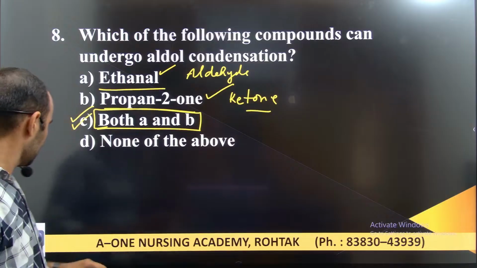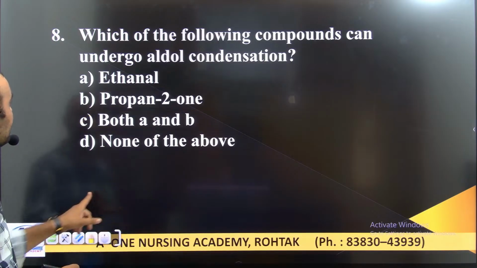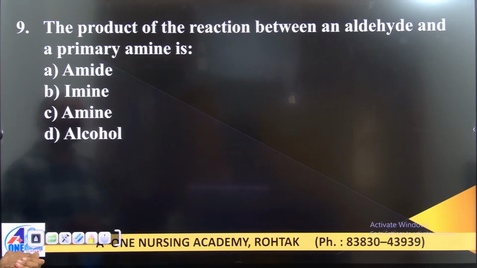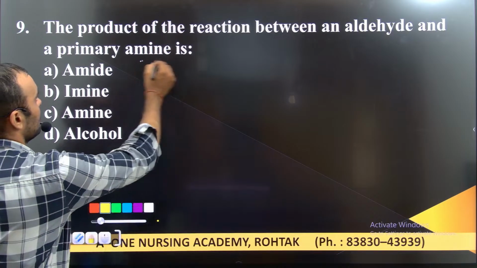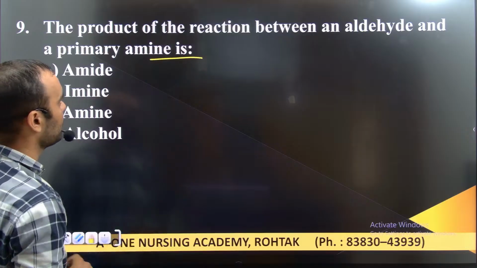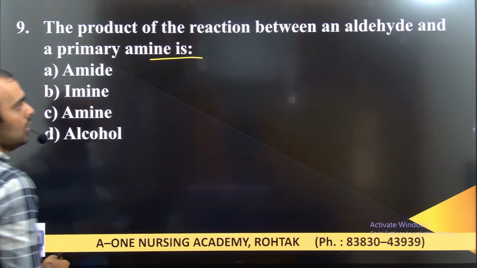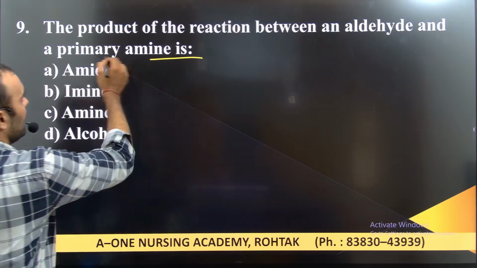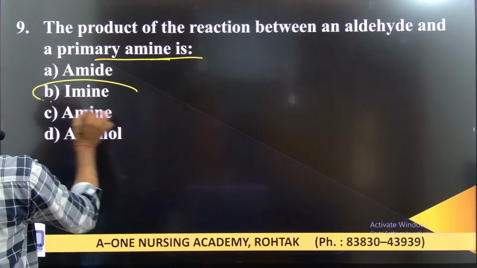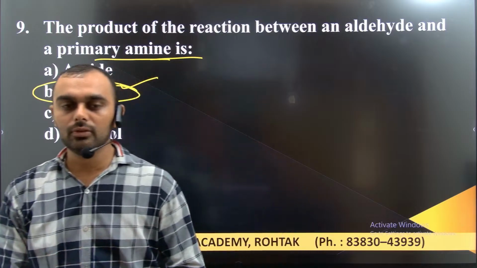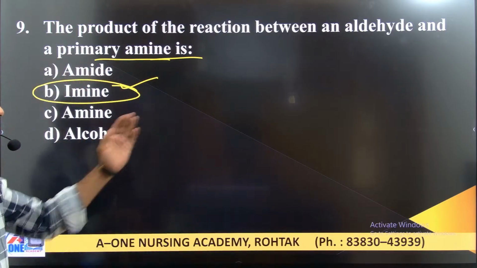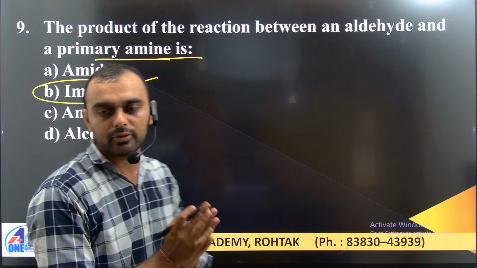Now we are moving towards the next question: the product of the reaction between an aldehyde and a primary amine is? What is the reaction between aldehyde and primary amine? When combined together, they will produce an imine. So we will get the product imine.